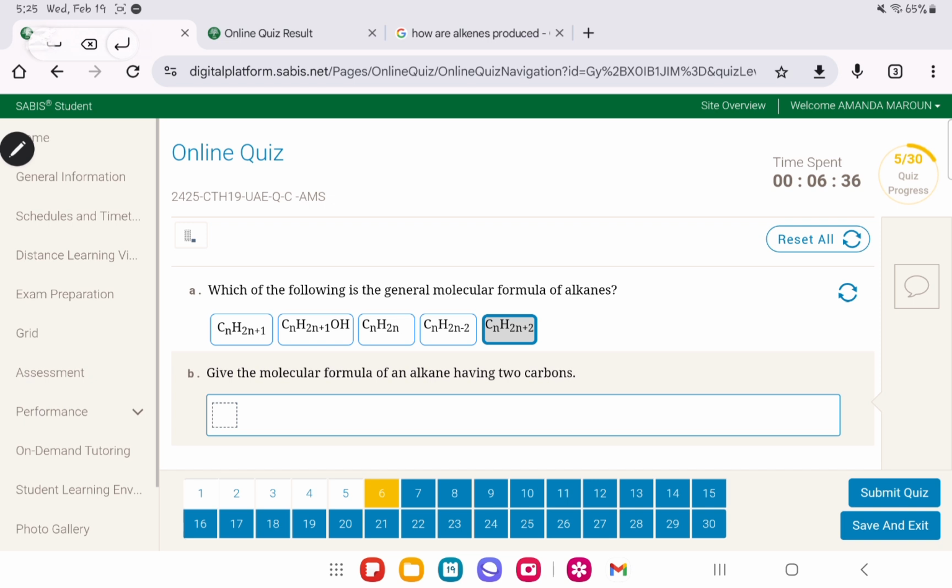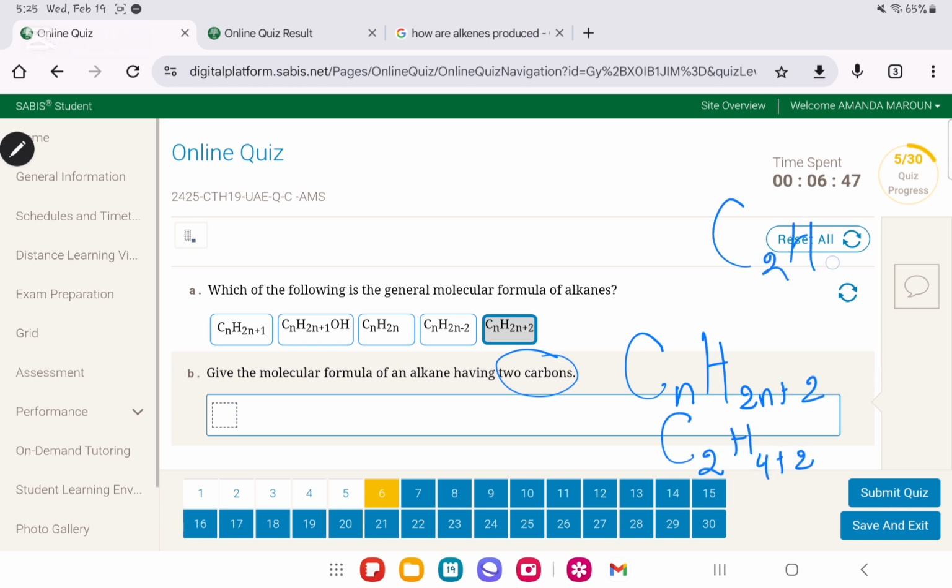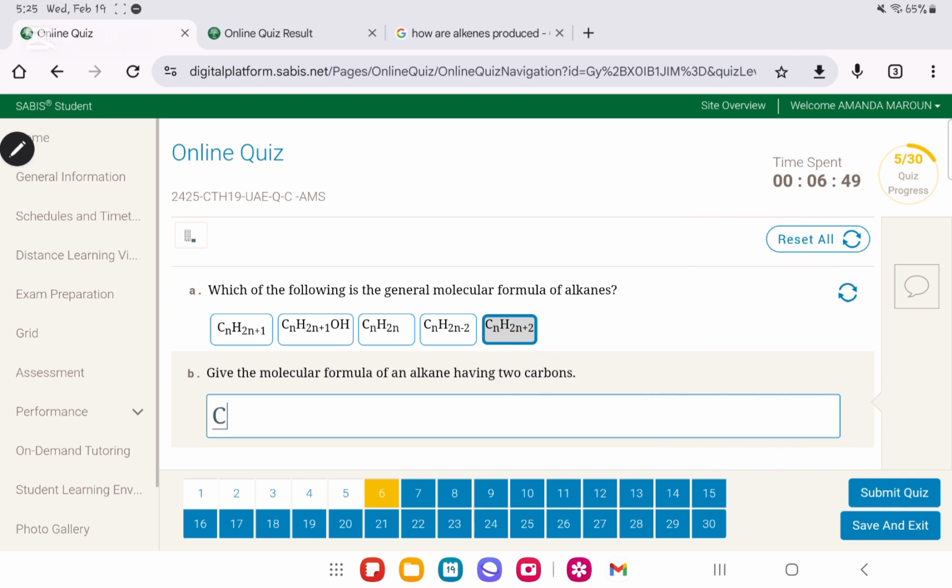Now they said, give the molecular formula of an alkane having 2 carbons. Alkane having 2 carbons, that means it's CnH2n plus 2. So C2H4 plus 2, so C2H6. This is what we need to write.